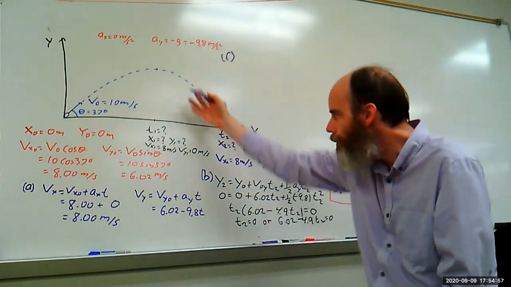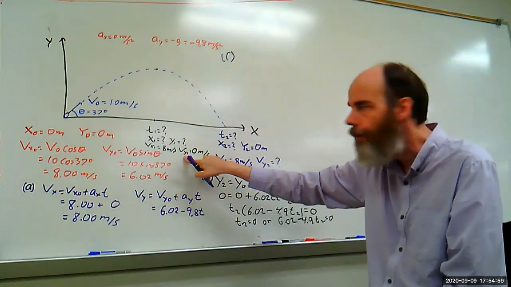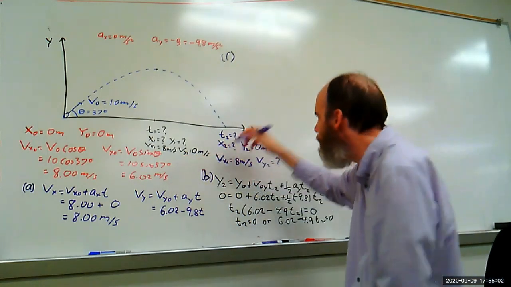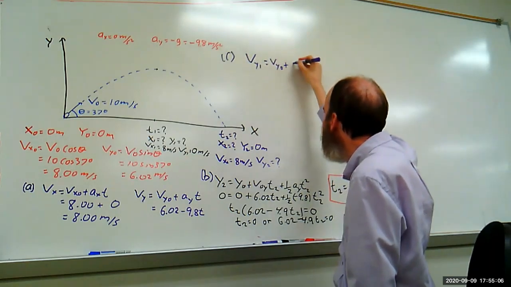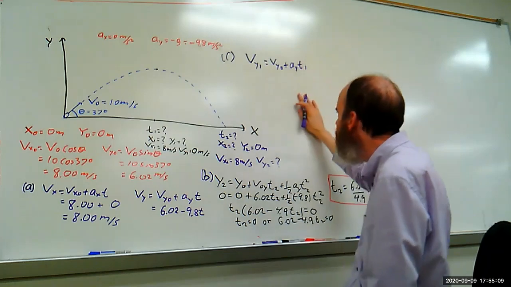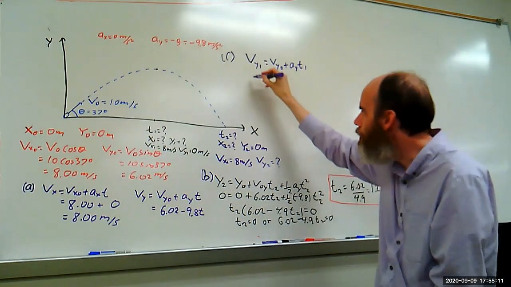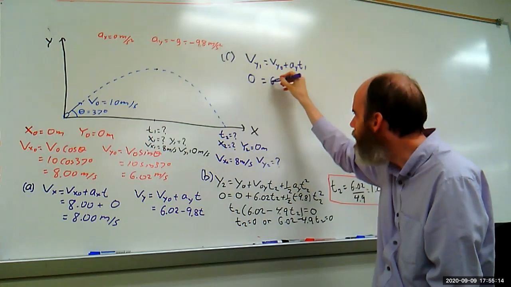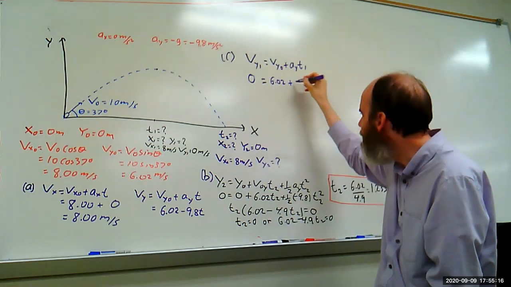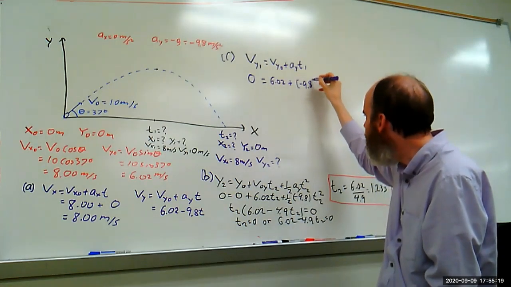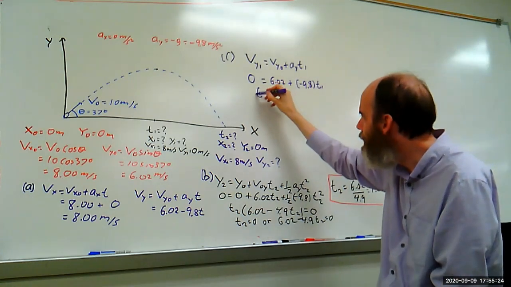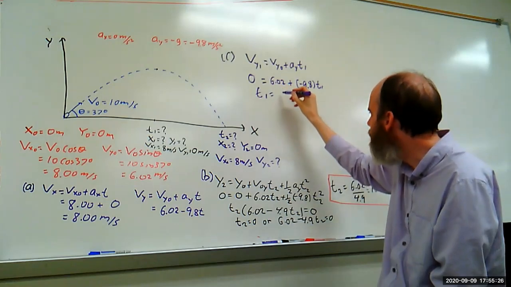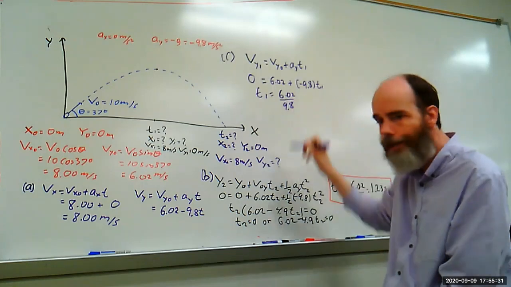At the very top, we know Vy1 is 0. So let's write down the equation for Vy1. Vy1 equals Vy0 plus Ay T1. Let's put in what we know. So 0 equals 6.02 plus negative 9.8 T1. Solving for T1, we get T1 equals 6.02 over 9.8.